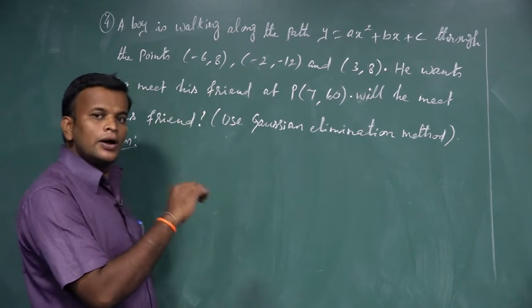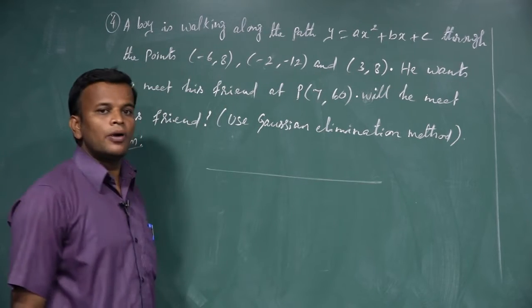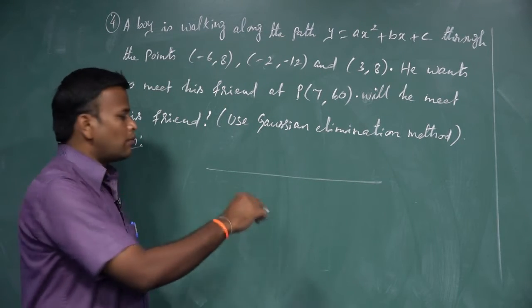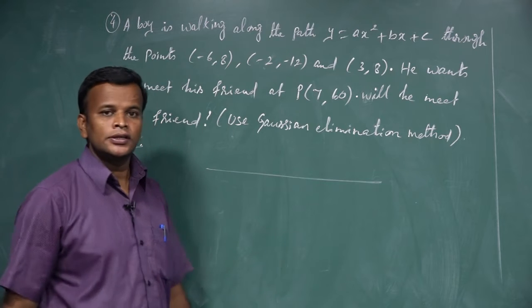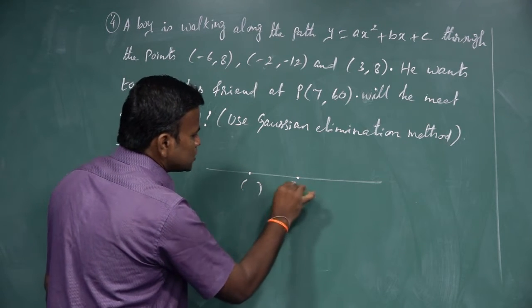No need for the diagram, but for understanding, I draw the diagram. Suppose a boy's walking path is this. A boy is walking this path. It contains 3 points. Okay, the first 3 set of points.